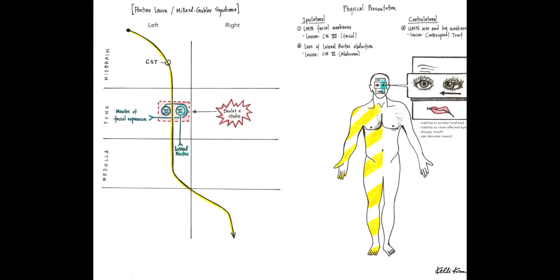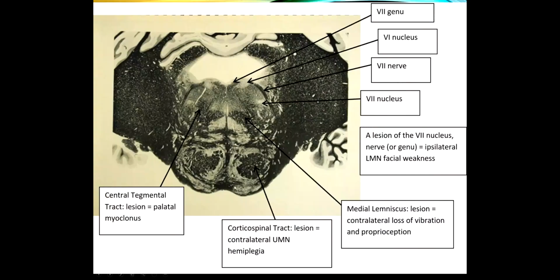Okay, remember the Millard-Gubler syndrome. The name is not important, but you need to be able to localize it. So if we have a stroke in the pons, so that's basilar artery distribution, the patient may have a contralateral hemiplegia and an ipsilateral sixth and a seventh nerve palsy. Okay, so remember the seventh nerve wraps around six.